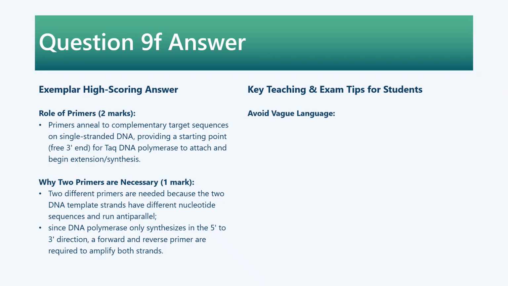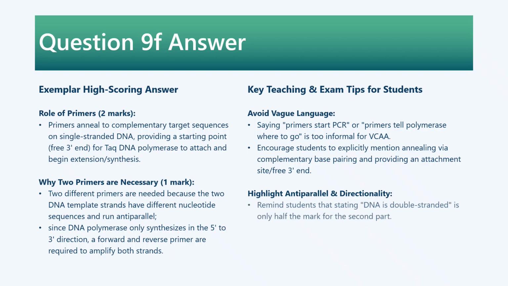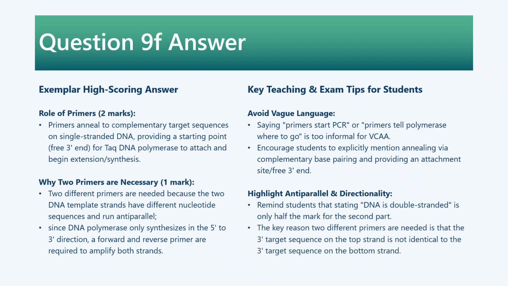Key teaching and exam tips for students. Avoid vague language. Saying primers start PCR, or primers tell polymerase where to go, is too informal for VCAA. Encourage students to explicitly mention annealing via complementary base pairing and providing an attachment site, a free 3' end. Highlight antiparallel and directionality. Remind students that stating DNA is double-stranded is only half the mark for the second part. The key reason 2 different primers are needed is that the 3' target sequence on the top strand is not identical to the 3' target sequence on the bottom strand.